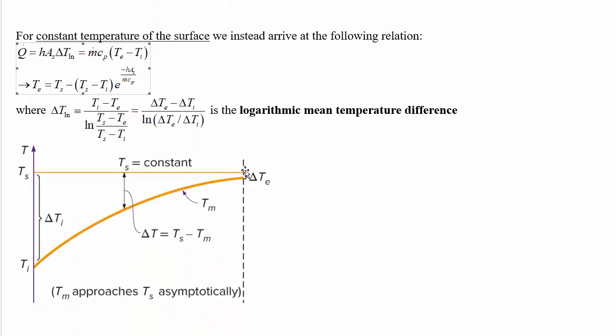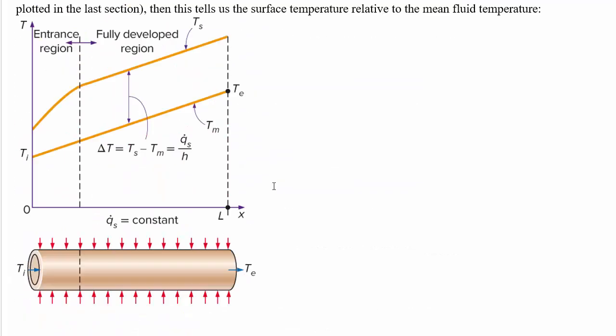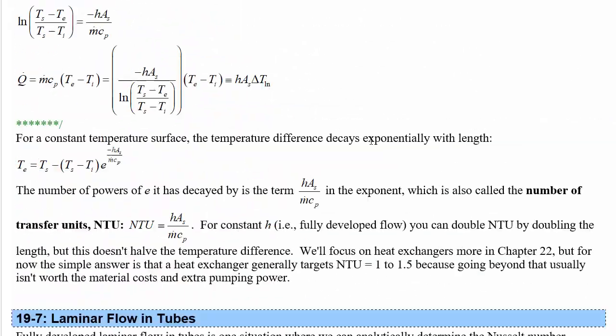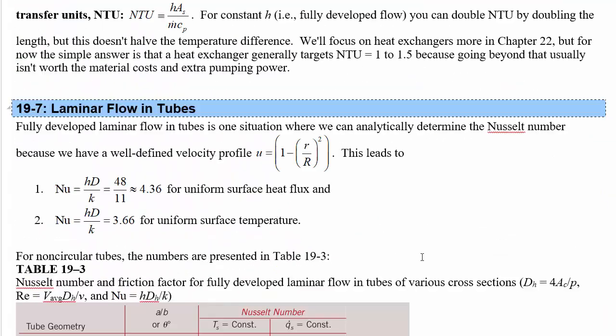Now, the last bit of information to deal with all of these situations is where we get the convection coefficient. So for that, we're going to look at calculating some Nusselt numbers. First up, laminar flow. Laminar flow Nusselt numbers are going to depend on whether we have uniform surface heat flux or uniform surface temperature. The Nusselt numbers are not the same in laminar flow for those two situations.